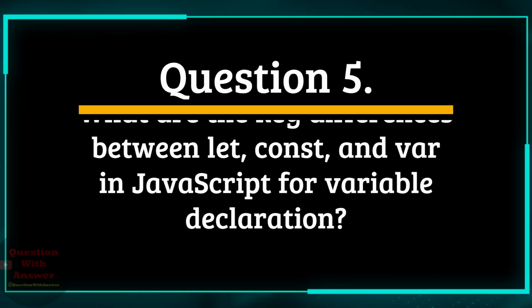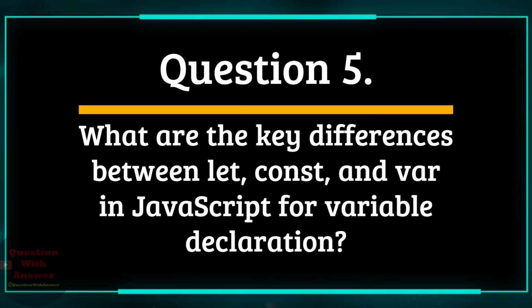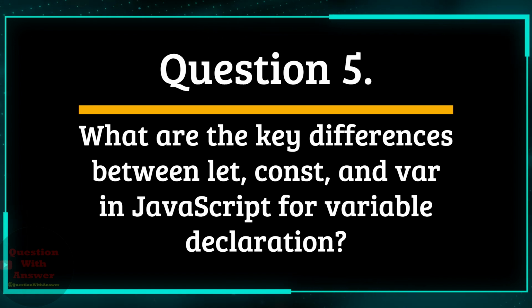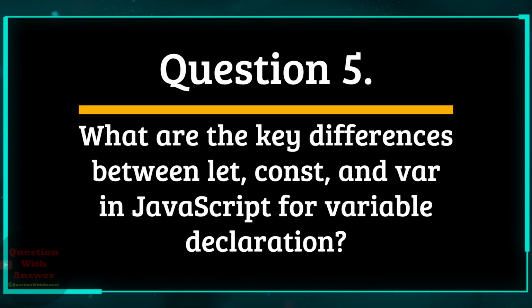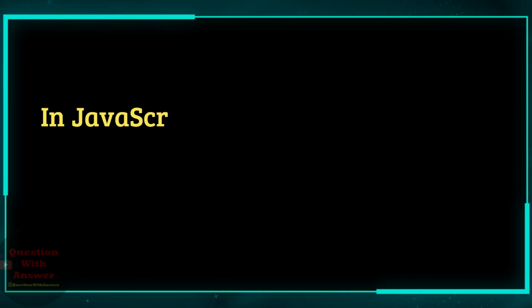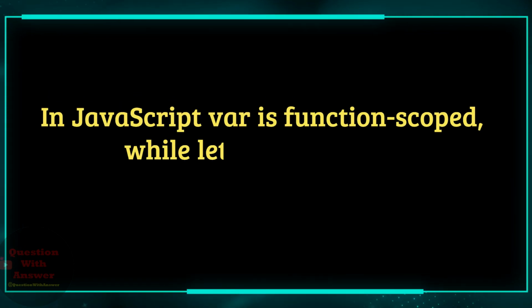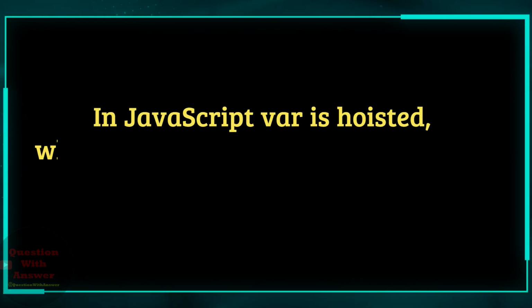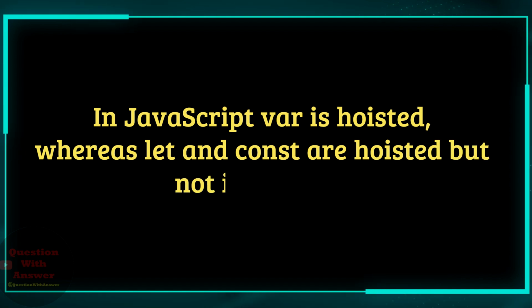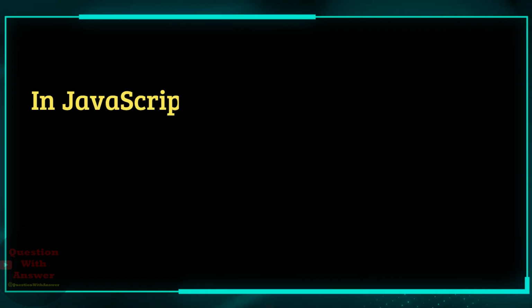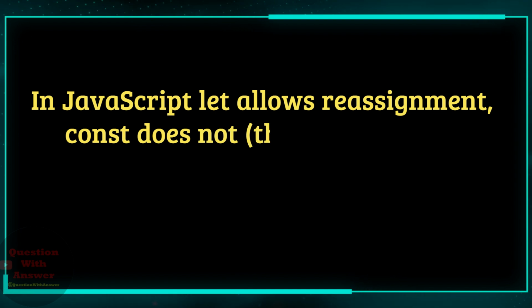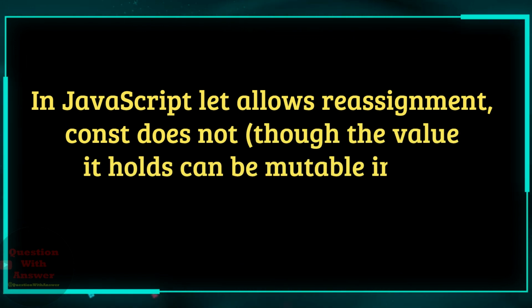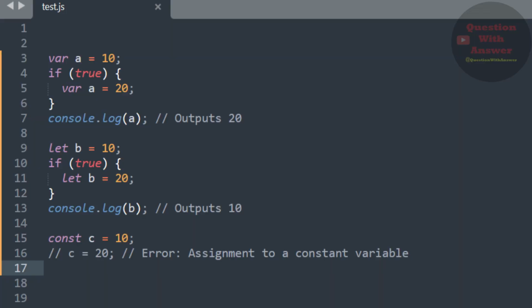Question 5. What are the key differences between let, const, and var in JavaScript for variable declaration? Answer. In JavaScript var is function scoped, while let and const are block scoped. In JavaScript var is hoisted, whereas let and const are hoisted but not initialized. In JavaScript let allows reassignment, const does not, though the value it holds can be mutable in the case of objects and arrays. Here is the example of let, var, and const variable in JavaScript.